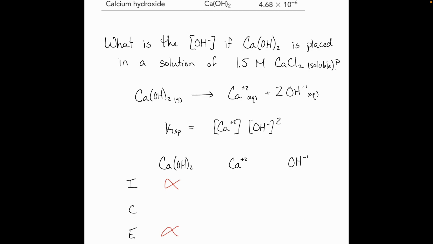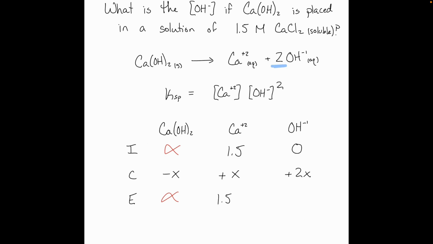Right. Importantly, now in my Ksp expression, my hydroxide ion concentration is going to be squared because there's a 2 in my balanced chemical equation. When I start out my problem, I have 0 moles of hydroxide in solution, but I have 1.5 molar calcium because of that calcium chloride. Reactants go down. My product, calcium, goes up by X. But what's going to need to go here in my hydroxide ion box? 2X, because of that 2 in my balanced chemical equation.